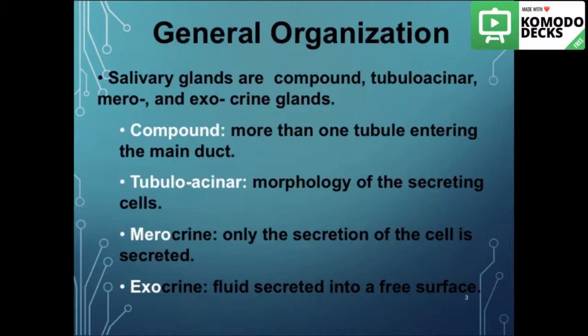So, first, compound, it means it's more than one tubule entering the main duct. Tubuloacinar, relating to the morphology of these glands. The merocrine, it means only a secretion of the cells is secreted. And exocrine means it's secreted onto an outer surface and not into the blood, for example, or to the inside of the body.